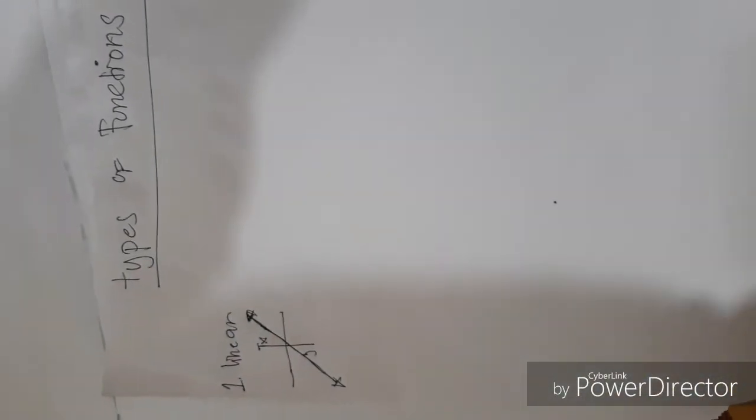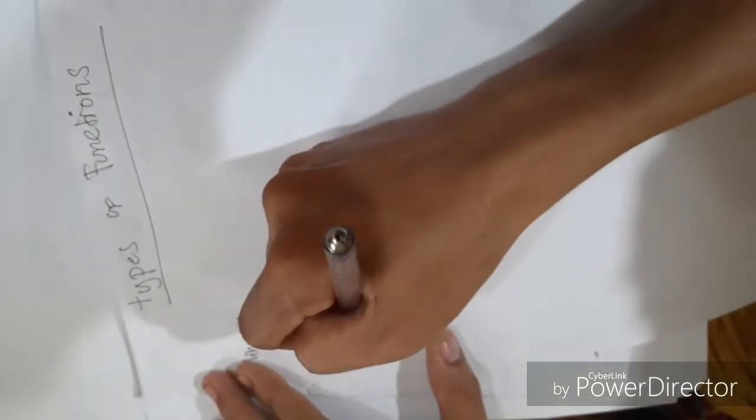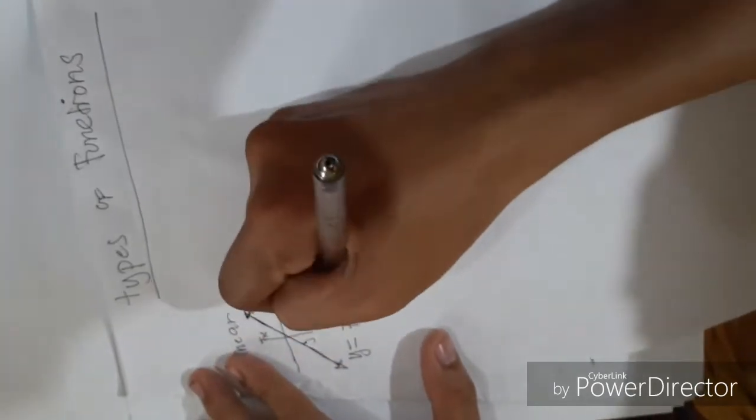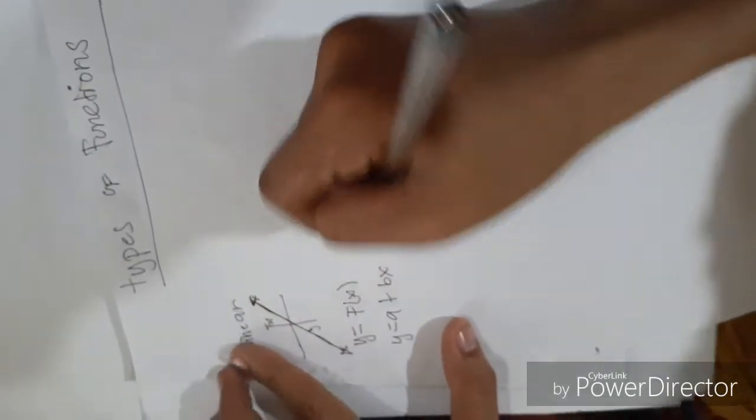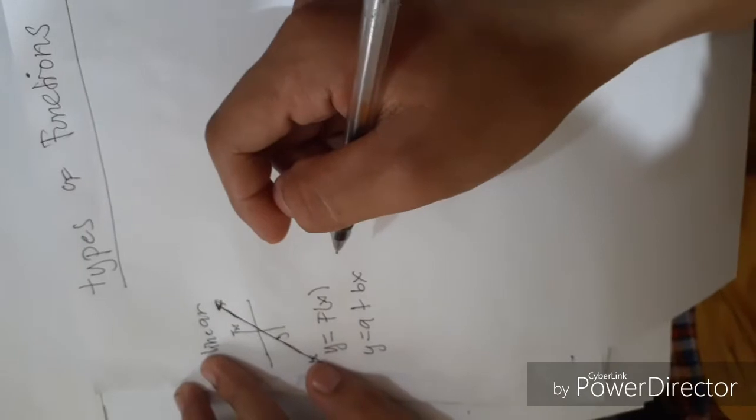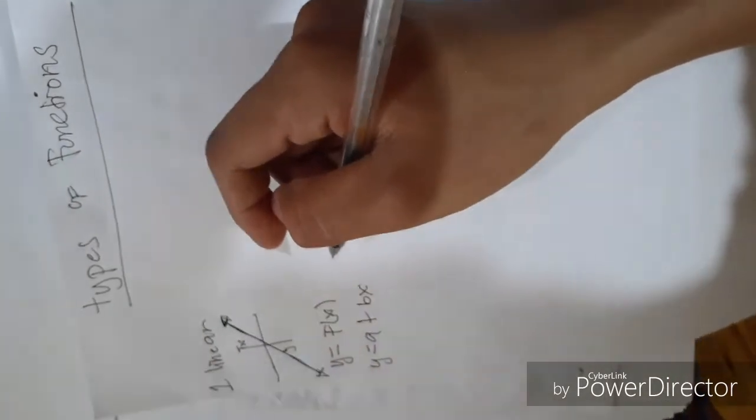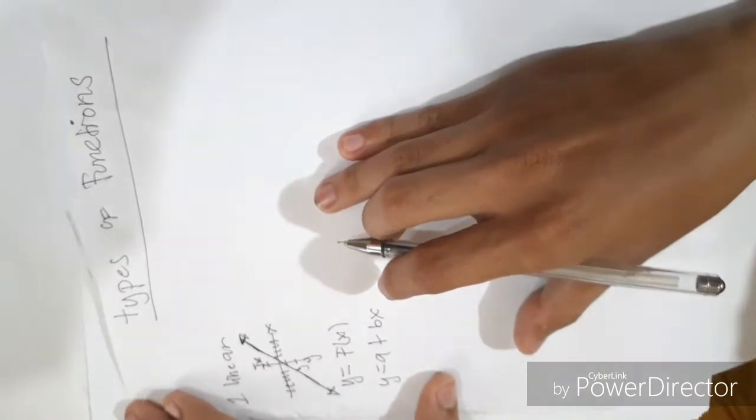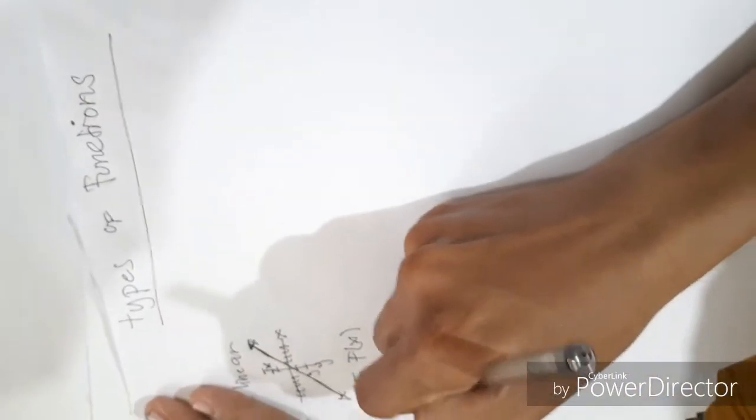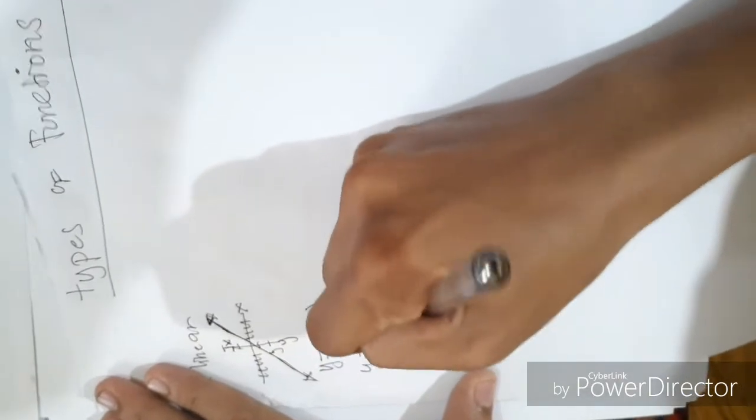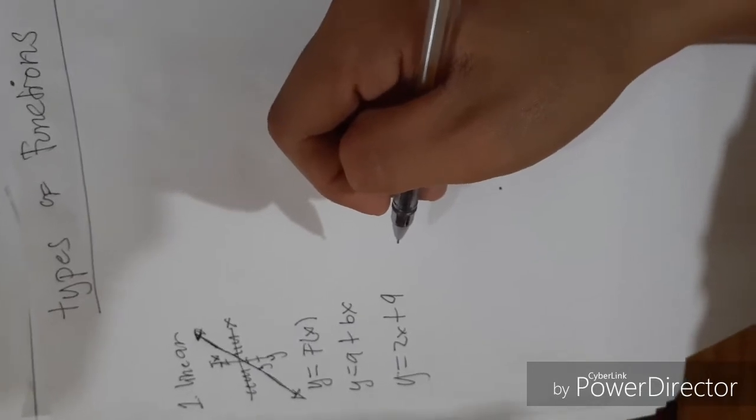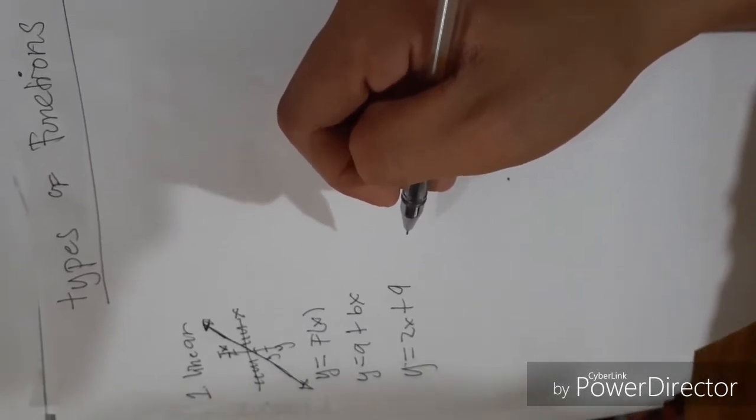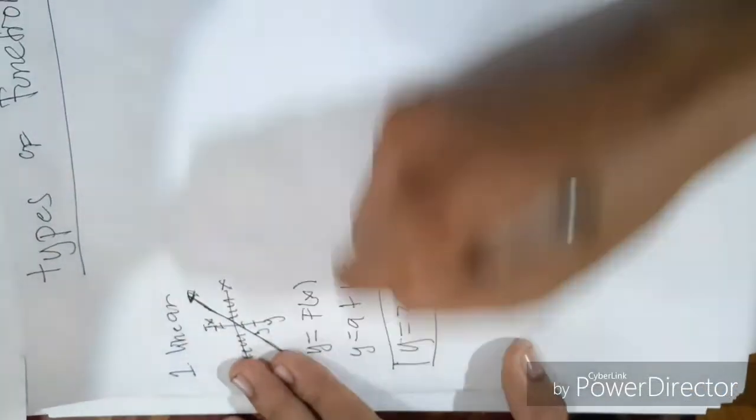A linear function has the following form: y equals f(x), or y equals a plus bx. A linear function has one independent variable and one dependent variable. Let's try and solve this equation: y equals 2x plus 4. Remember, there are only two variables, independent and dependent. Two only. So this is our problem.